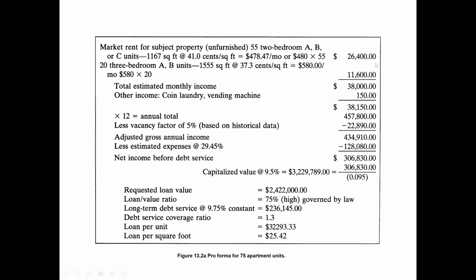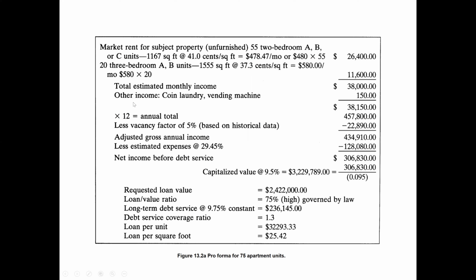26,400. Similarly, there are 20 three-bedroom apartments, and their area is 1,555 square feet each. So the rate will be 37.3 cents per square foot. This comes to 580 monthly rent for one apartment, so we multiply it by 20. For the three-bedroom apartments the monthly income will be 11,600. We add these two figures, and the total estimated monthly income is 38,000.